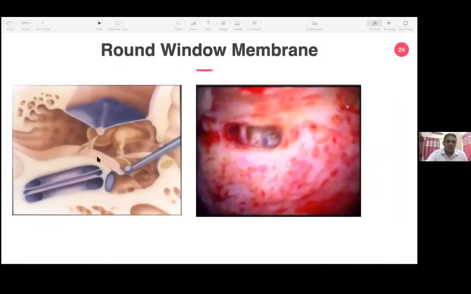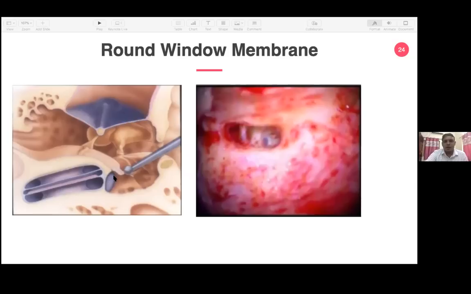Now, the same thing here. This is the basal turn of the cochlea here. This is the scala vestibuli. This is the scala tympani. This is the scala media. And this is the osseous spiral lamina, and laterally it would be the basilar membrane.